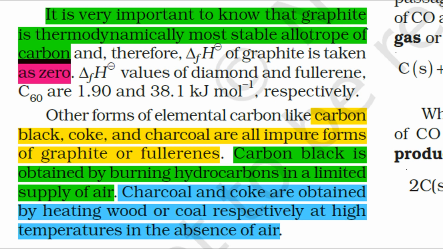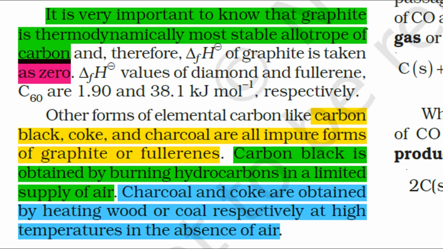You can see the values. More positive value, more thermodynamically unstable. Next, other forms of elemental carbon like carbon black, coke and charcoal are all impure forms of graphite or fullerene. Carbon black is obtained by burning hydrocarbon in a limited supply of air. Charcoal and coke are obtained by heating wood or charcoal respectively at high temperature in the absence of air.